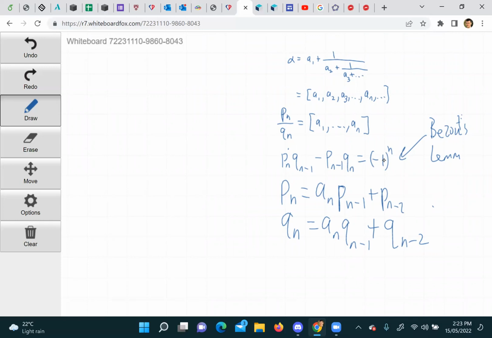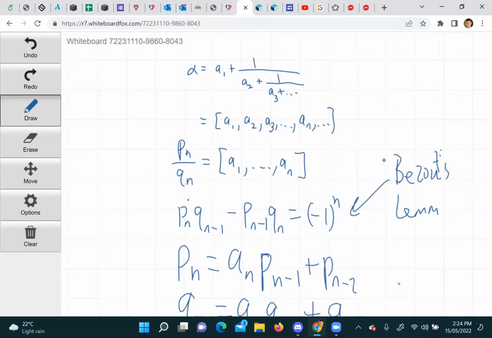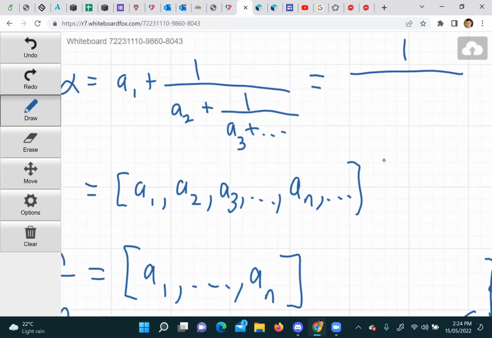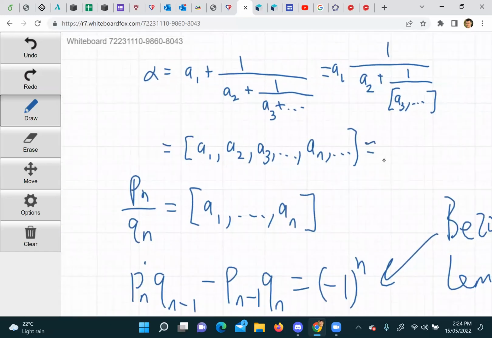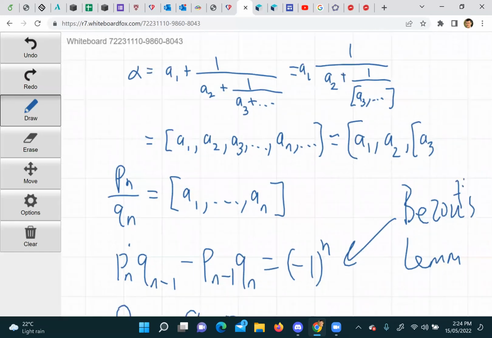Okay, slightly more complicated than this is if instead of taking the tail, you can also take this to be, for example, A1 plus 1 on A2 plus 1 on, and then this is just the same thing as A3 onwards. So you could potentially write this as [A1, A2, A3], and then it's finite, yeah?